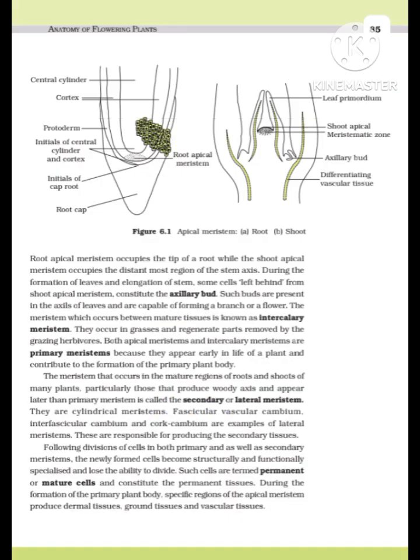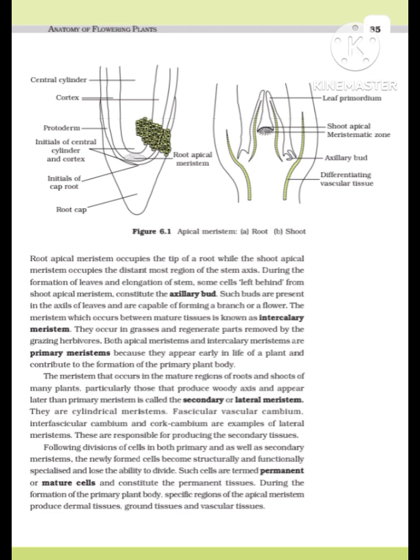Anatomy of Flowering Plants. Figure 6.1 Apical Meristem: A. Root, B. Shoot. The labelled parts include central cylinder, cortex, leaf primordium, shoot apical meristematic zone, protoderm, initials of central cylinder and cortex, root apical meristem, axillary bud, differentiating vascular tissue, and initials of root cap. Root apical meristem occupies the tip of a root while the shoot apical meristem occupies the distantmost region of the stem axis.